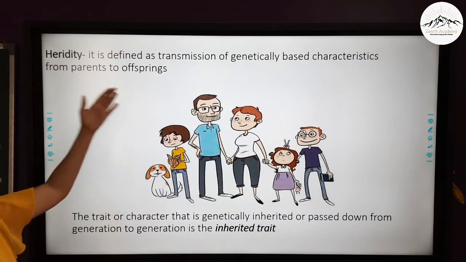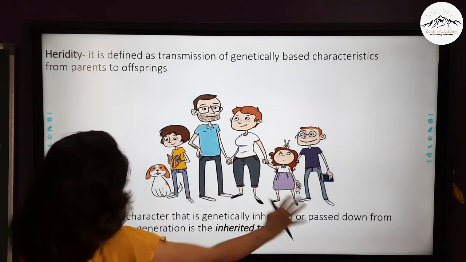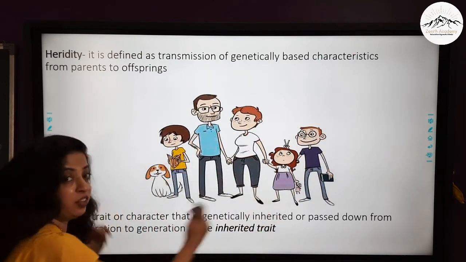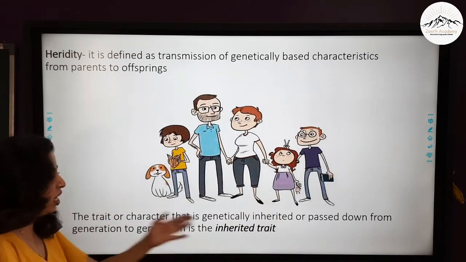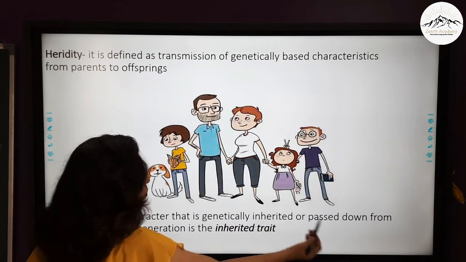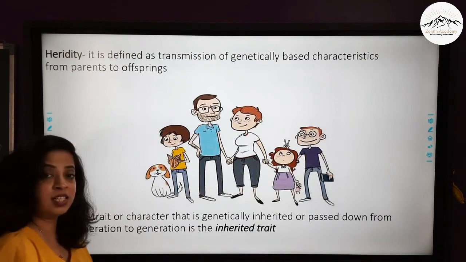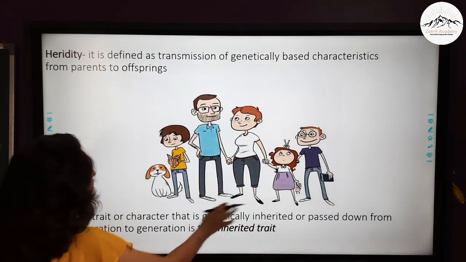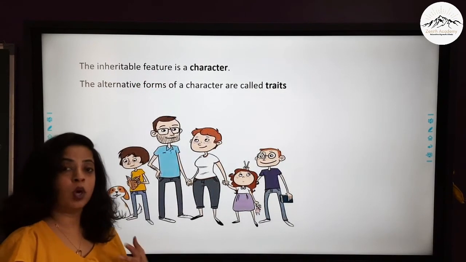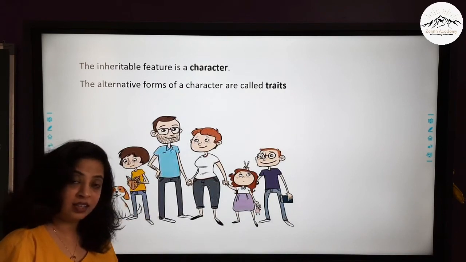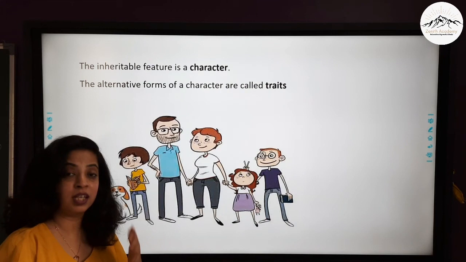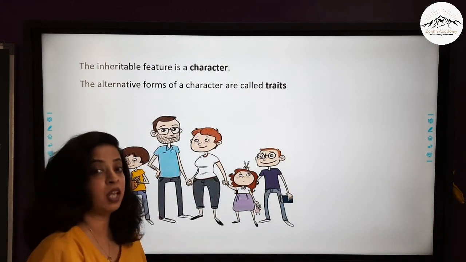So heredity is defined as the transmission of genetically based characters from parents to offspring, and these characters which have been genetically transferred are known as inherited traits. So the trait or character that is genetically inherited or passed down from generation to generation is an inherited trait. Now children, the inheritable feature is called a character. Now, what is the inheritable feature? The height of the parent, the hair color of the parent, the skin color of the parent. So these are the characteristics which can be inherited.